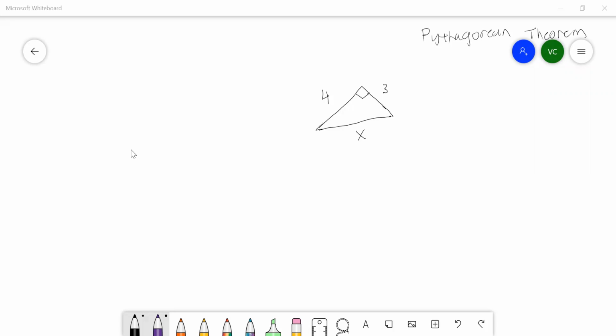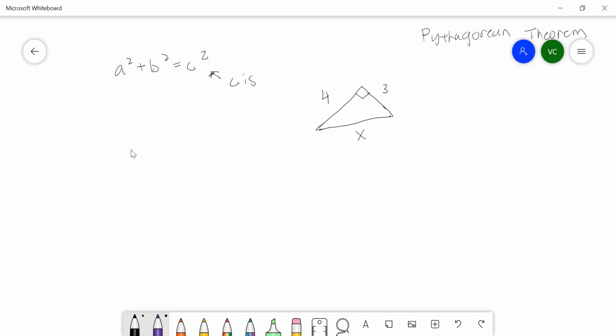Okay, so this is the example that we did in class where you did your group quiz. And what you're going to do is first write down the formula. A squared plus b squared equals c squared. Now, the first thing you're going to do is find c.